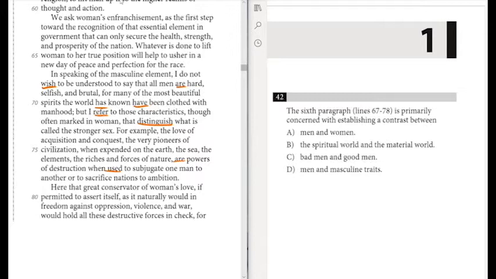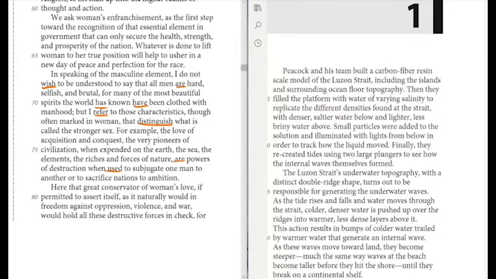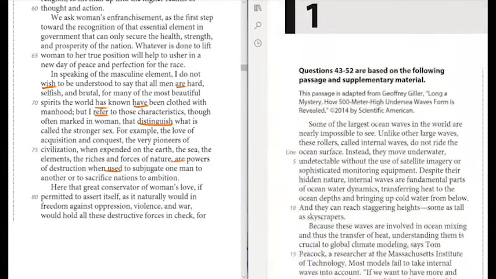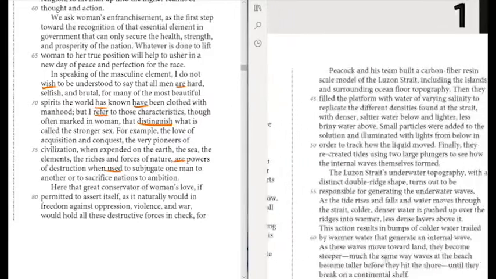So a little closer to the beginning of the paragraph, in speaking of the masculine element, I do not wish to be understood to say that all men are that way, but I refer to those characteristics. So the passage is saying that it's not the men that are being referred to, but instead their characteristics, their traits. And that's answer choice D. There's a contrast between men and masculine traits.